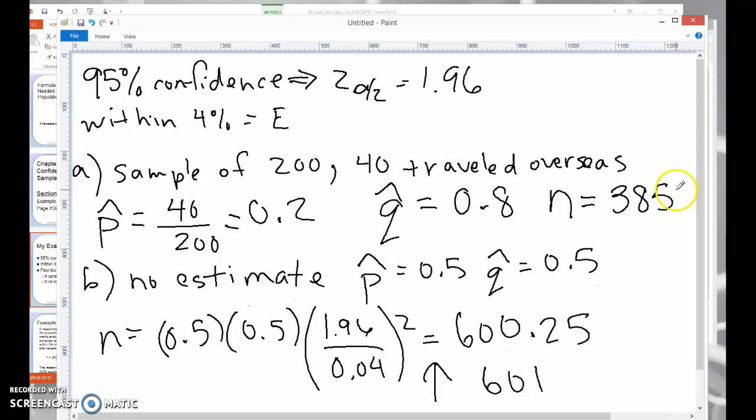When you're given an estimate versus when you're not given an estimate, look at what happens to your sample size. It really does change it. It makes it more exact when you have more of an idea of how many people will have that situation occur. Versus if you don't know how many people, you're going to have to ask more people so you can get that confidence level in.